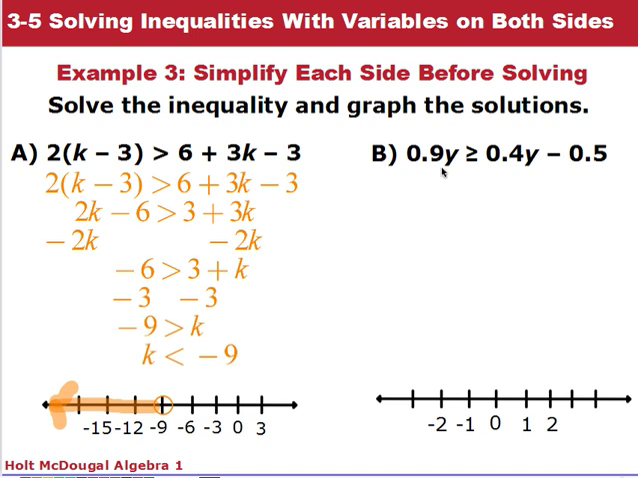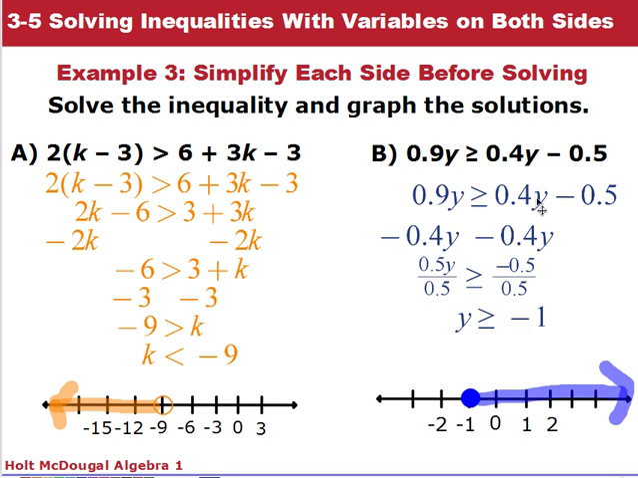Moving over to example B, we have 0.9y is greater than or equal to 0.4y minus 0.5. Okay, so we have 0.9y is larger than 0.4y, so we'll subtract 0.4y from both sides, leaving us with 0.5y is greater than or equal to negative 0.5. Divide both sides by 0.5, and y is going to be greater than or equal to negative 1.